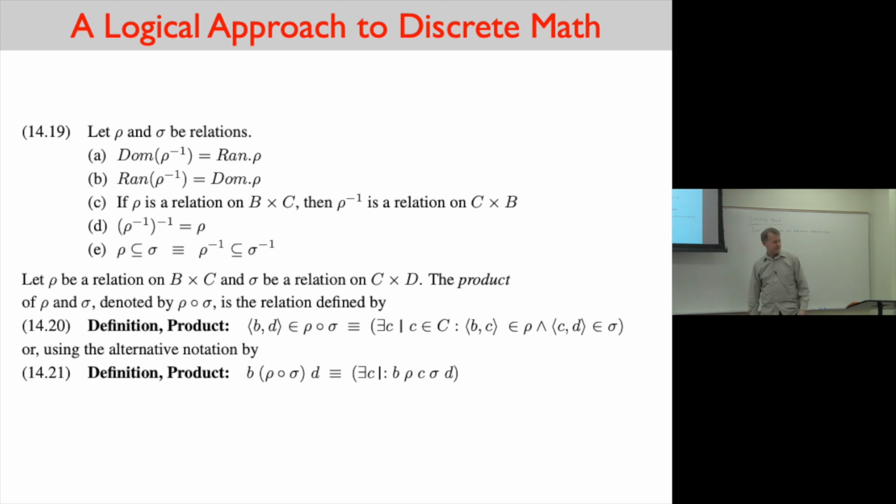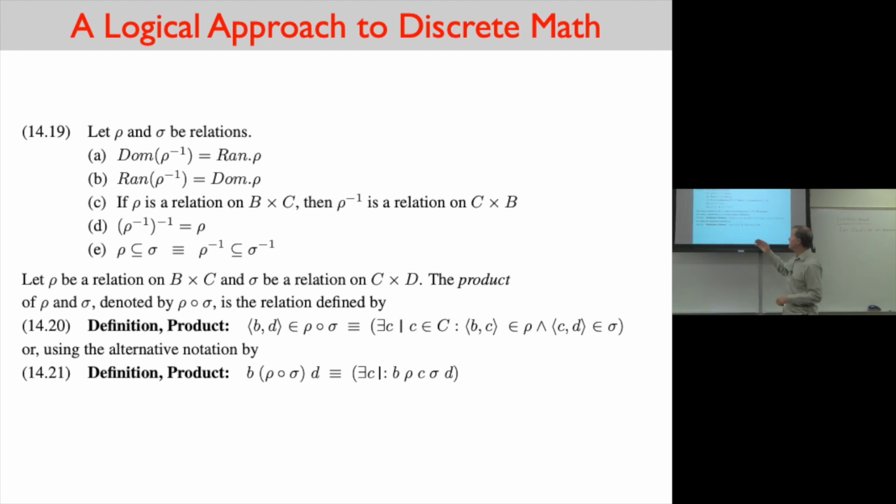And then how about 1419E? That is rho inverse is a subset of sigma inverse, right? Here it is, up here, 1419E. Prove that rho is a subset of sigma equals rho inverse is a subset of sigma inverse.